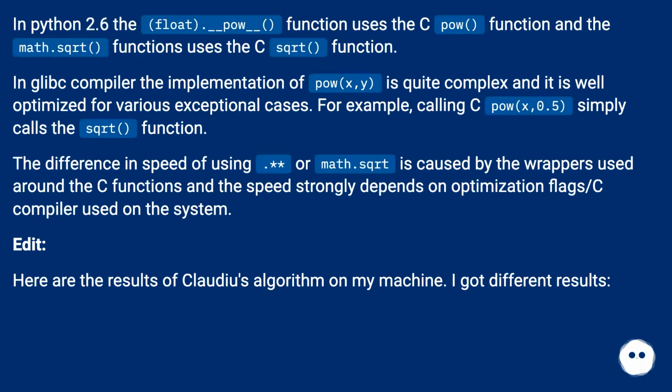In Python 2.6, the float.__pow__ function uses the C pow function, and the math.sqrt function uses the C sqrt function. In the glibc implementation, pow(x, y) is quite complex, and it is well optimized for various exceptional cases. For example, calling C pow(x, 0.5) simply calls the sqrt function. The difference in speed of using ** or math.sqrt is caused by the wrappers used around the C functions, and the speed strongly depends on the optimization flags of the C compiler used on the system.